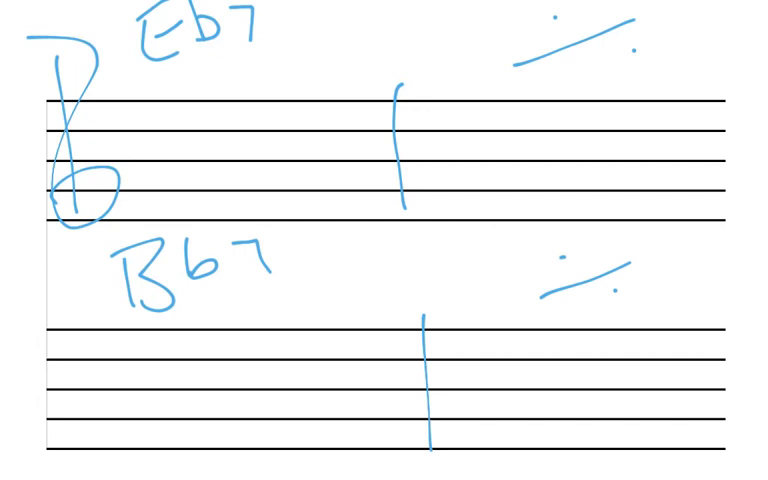Now in the next 4 measures, we got a different chord in here, so our chord tones actually change. So now instead of B flat, D, F, A flat, now we have E flat, G, B flat, and D flat in the E flat 7 chord. So you can choose any of those.